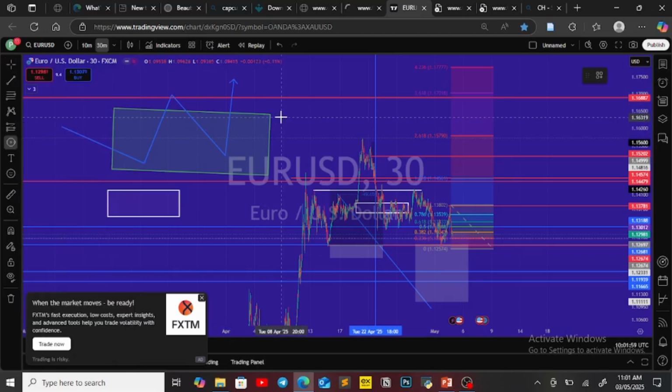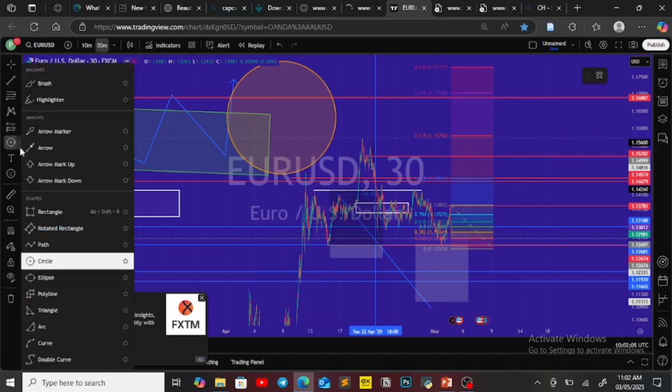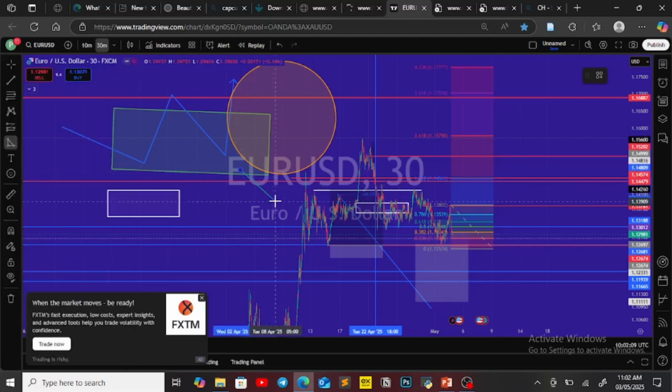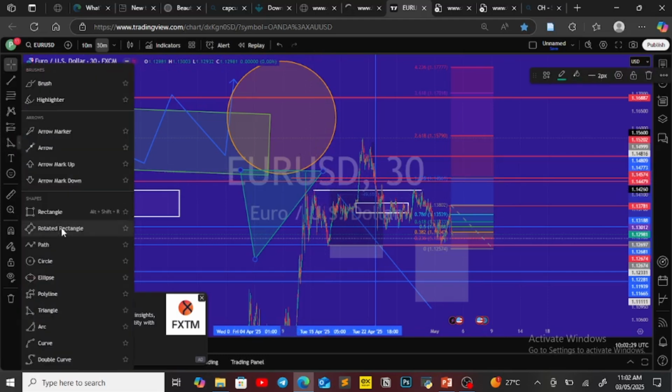So you have circle, so you have different shapes like that. You have circle, you have ellipse, you have the polyline, you have the triangle. This triangle also is used by some people, like those that trade this strategy, I think something like ABCD. This strategy demands that you use this kind of shape. So you have different strategies.